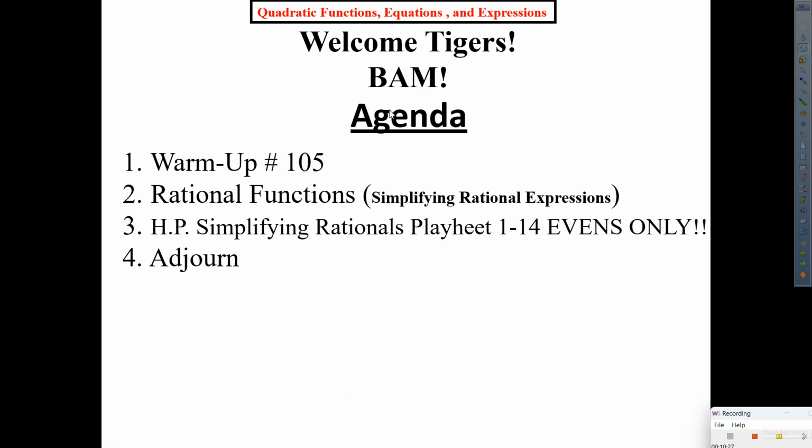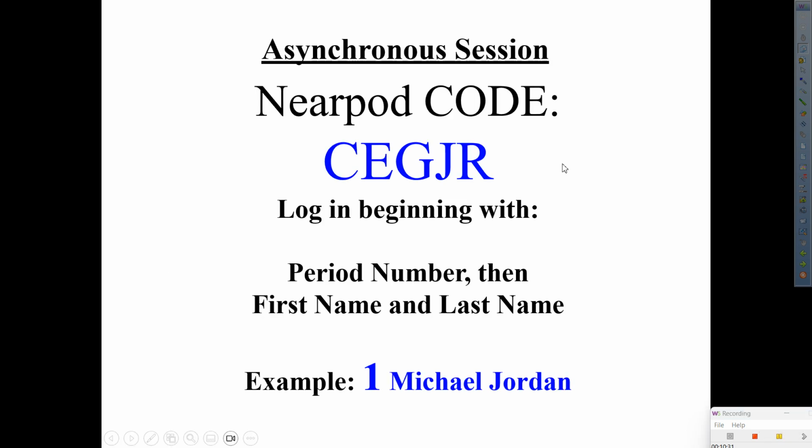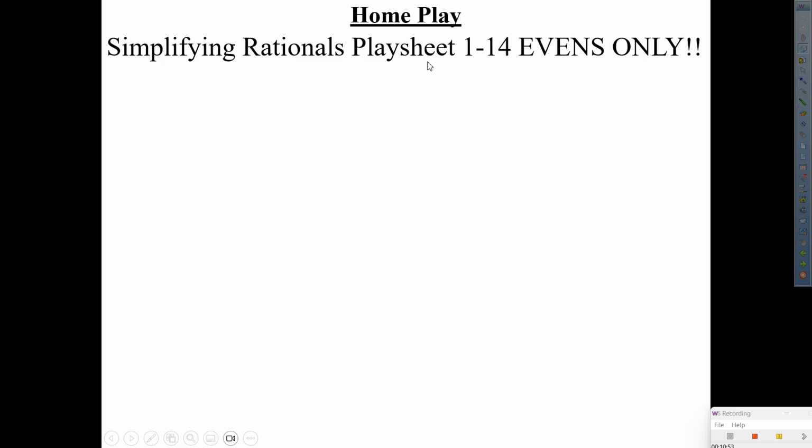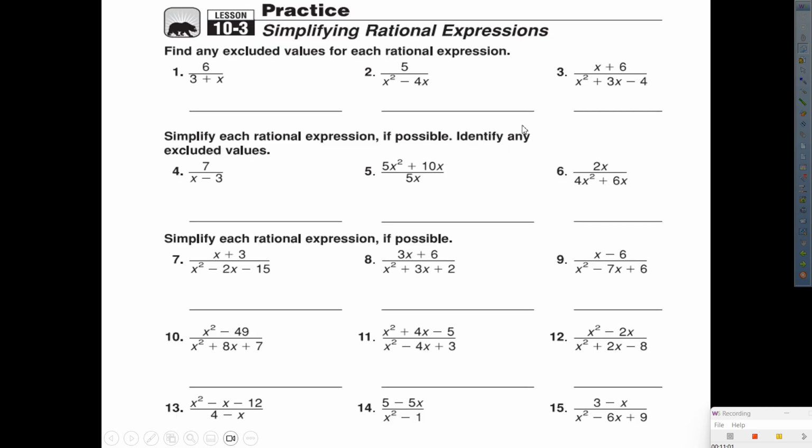All right. So, the code to access the home play, here it is: CEGJR. Today's going to go pretty fast since we already know this. I'm just trying to retrieve it from your long-term memory since you did all the home play by yourself. You never copied from anyone. Very good. And you'll see how fast it goes. So keep up, please. Once again, your home play is Simplifying Rationals play sheet 1 through 14, evens only. Looks something like this.